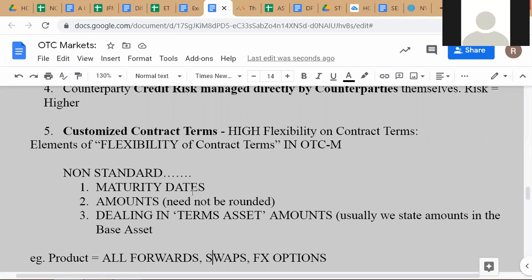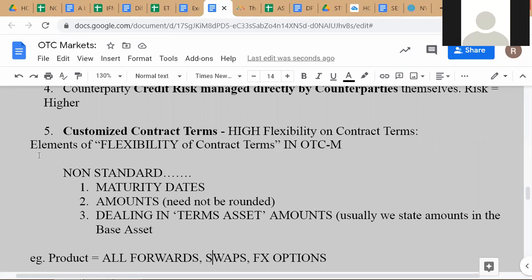But if you are, let's say, a corporation, and you want to do a foreign exchange transaction, you can ask for a non-standard amount. It need not be around $1 million. You can ask for anything, 10,345,123. You can ask for these kinds of amounts, and the banks will do it for you.